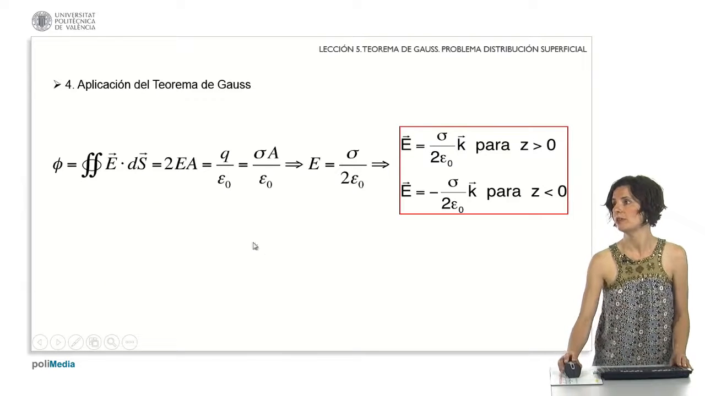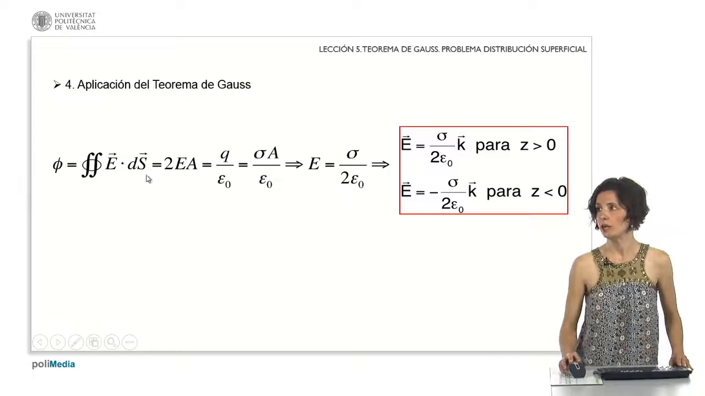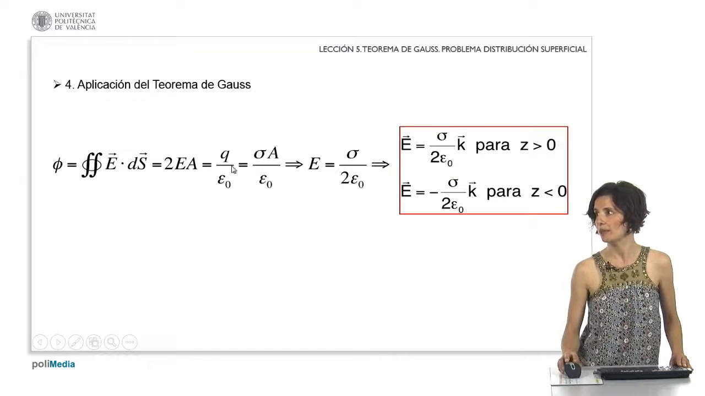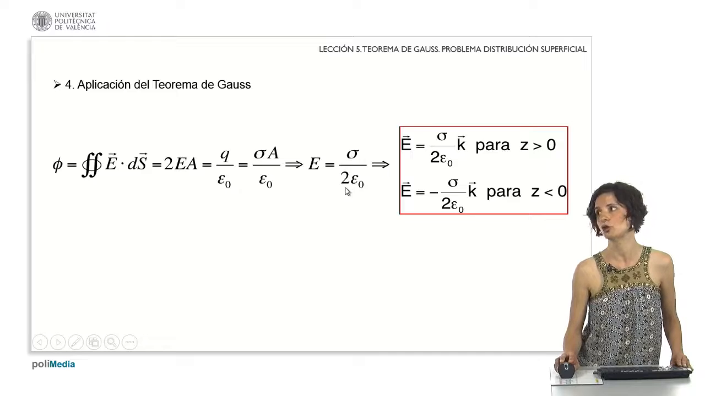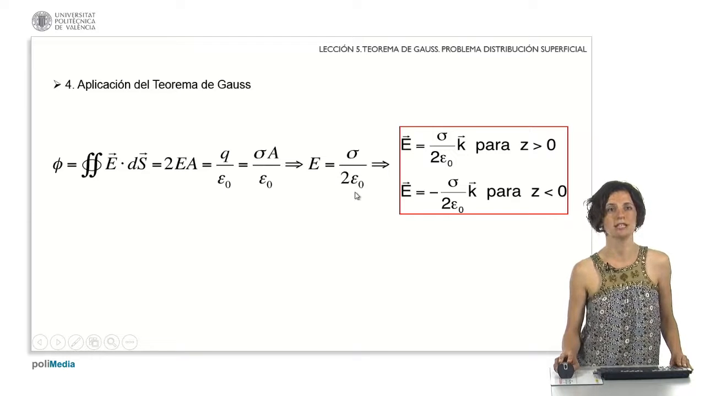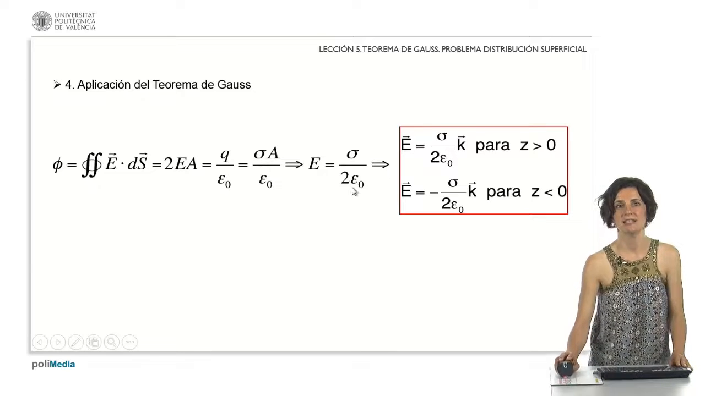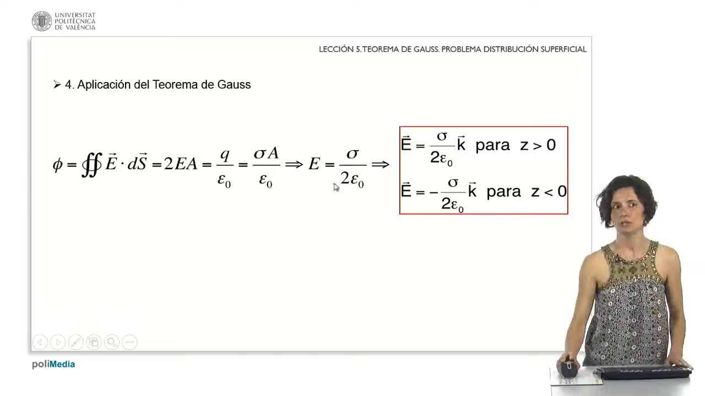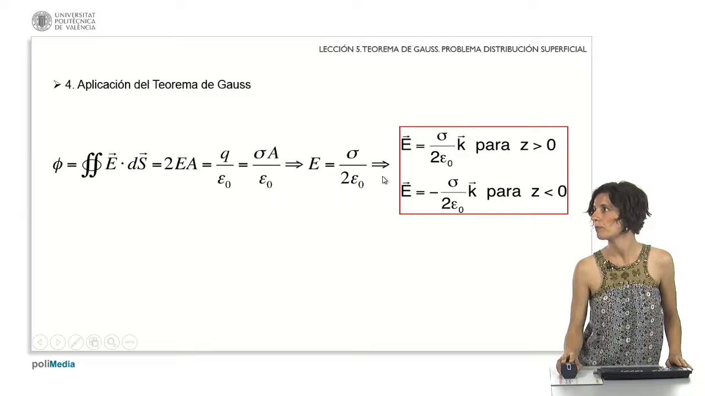Finally, let's apply Gauss's law, which tells us that the flux we just calculated, which is equal to twice E times A, is equal to the enclosed charge divided by epsilon sub 0. Since the enclosed charge is sigma times A, we can clear that the modulus of the electric field is sigma divided by 2 epsilon sub 0. Note that it is independent of the height h of the cylinder we have chosen as Gaussian surface.